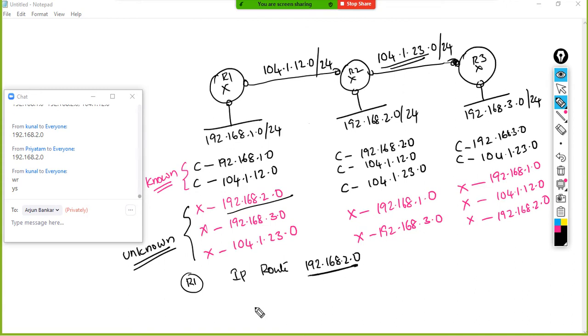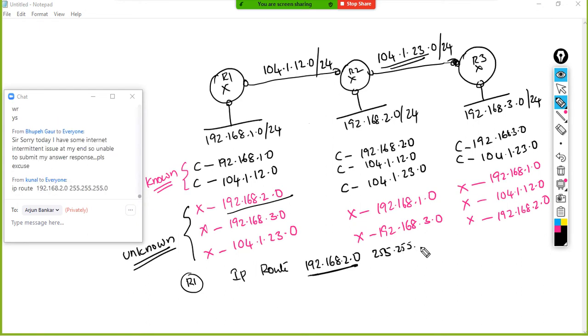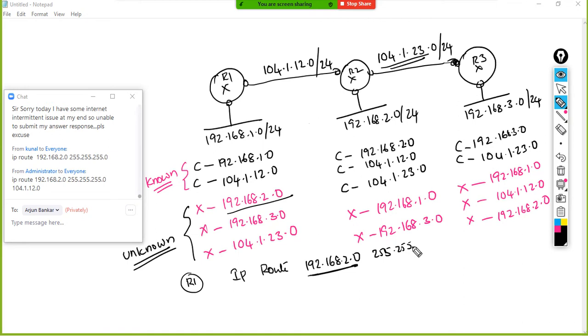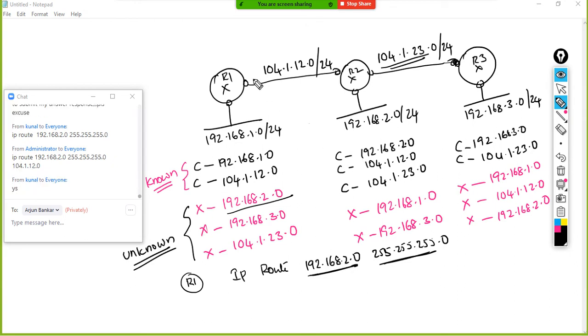We can call it the destination network. And the subnet mask is 255.255.255.0. Right, guys? Is it clear up to here, Kunal? Good. Now what is the next hop? As per router 1, what I told you, the next hop is nothing but the next router's immediate IP.